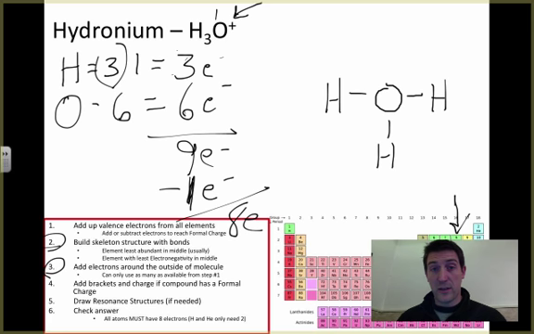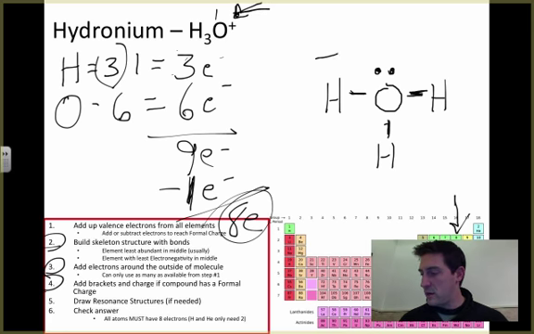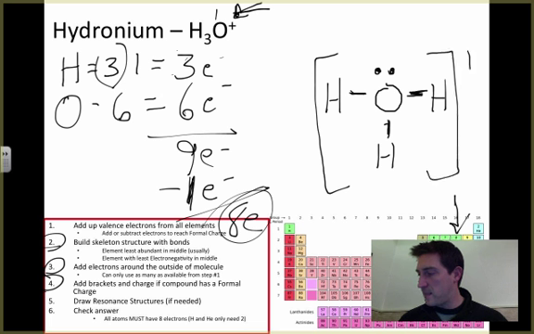Now I need to add electrons wherever I need to add those. I've used up 2, 4, 6. That means I have 2 more I get to use because I have 8 total. I can put those around the oxygen. I need to add brackets if I have a formal charge, which I do. So I put the brackets and I add a plus. I'm getting that from right up here at the top.